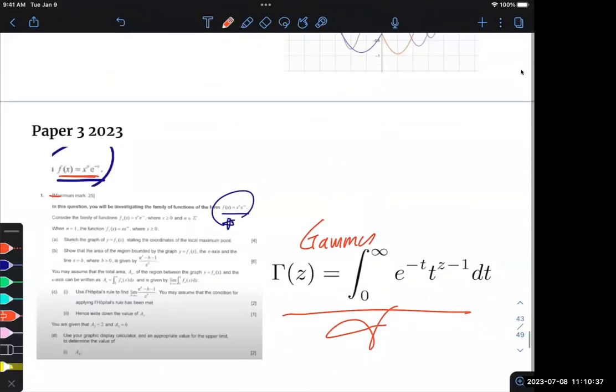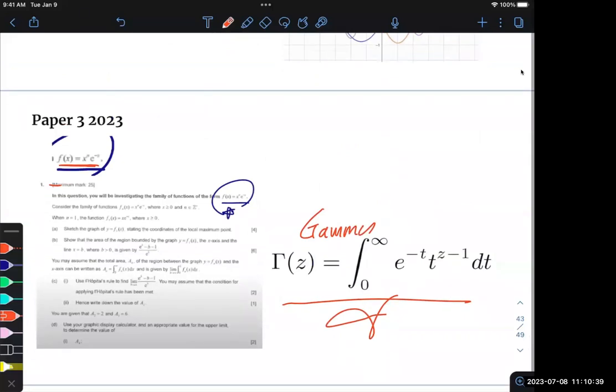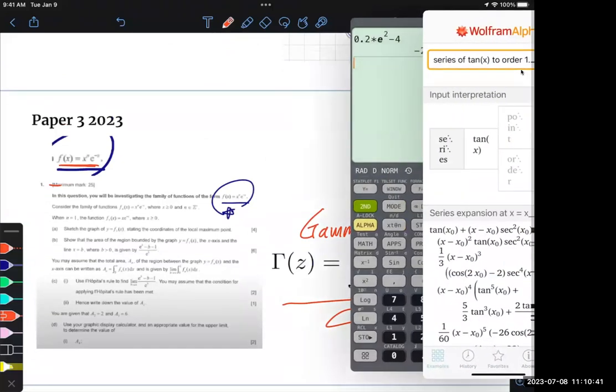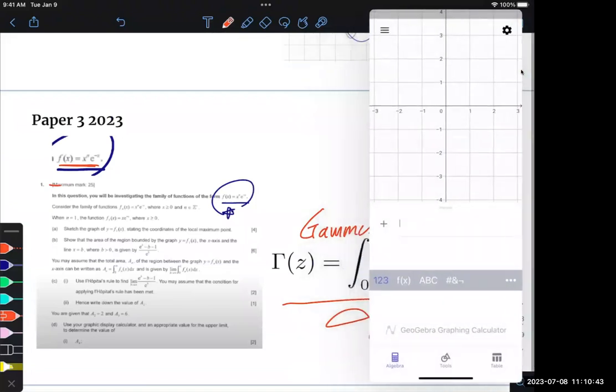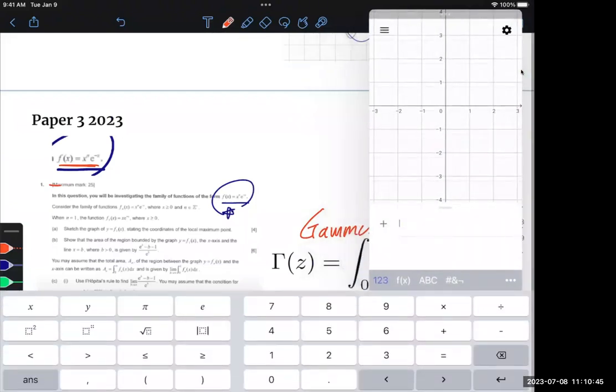Before we finish, let me quickly show you a graph of that. I think it would be nice to show you the graph. For example, it was x to the power of n times e to the power of negative x squared. If you think about it, I've got x to the power of n times e to the power of negative x. That's what we have.